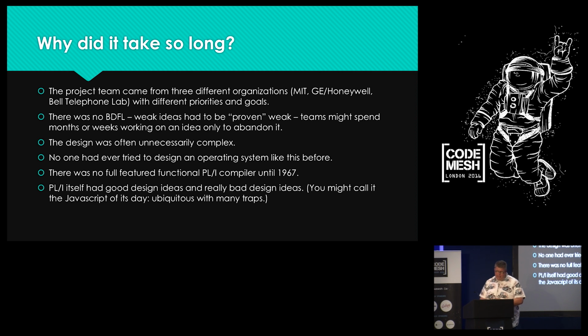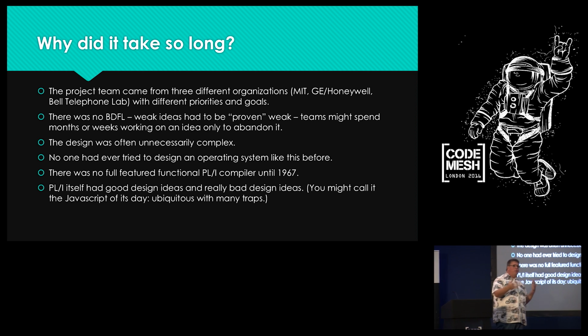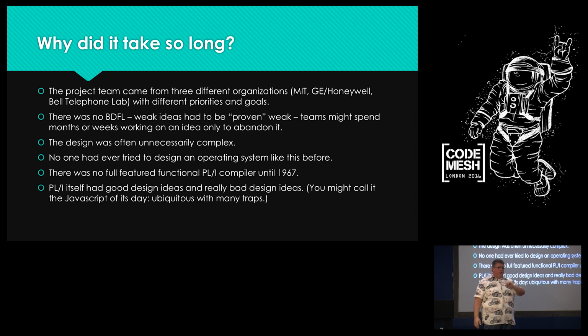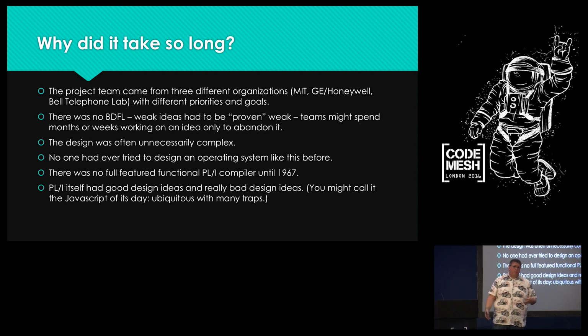Some of it was that there was no benevolent dictator for life. There was no arbiter of taste. It was all these companies trying to work together. There was no decision maker that could say, yeah, that's a good idea. That's not such a good idea. They would have to basically build up prototypes and make sure that they were strong or weak. Something else that was a big problem was that there was no functional PL1 compiler until about 1967. So they were already 2 years into their project before they actually had functional compilers. Before that, they were using compilers that were built ad hoc and partially complete, that used languages like BCPL and stuff like that.